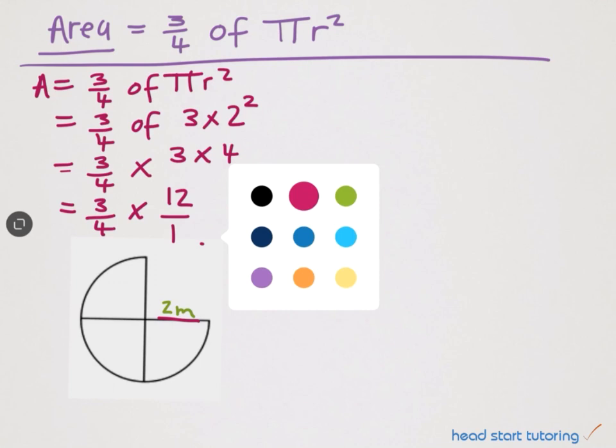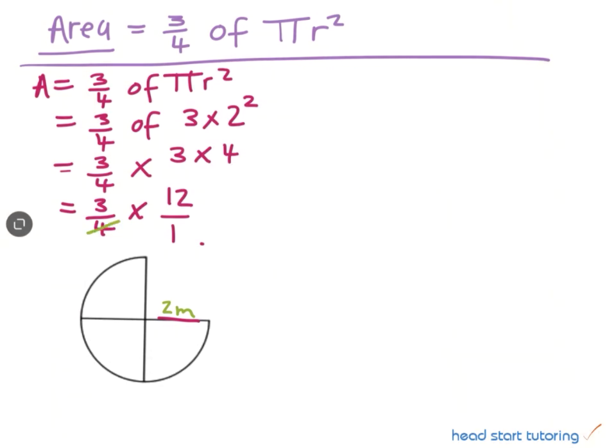And what we can do is then cross cancel. So 4 goes into itself once, 4 goes into 12 3 times. We then multiply our numerators, 3 multiplied by 3, which gives us 9 over 1, or just 9. And then we've got meters squared. So the area of this 3/4 of a circle is equal to 9 meters squared, when we're working with pi equal to 3.